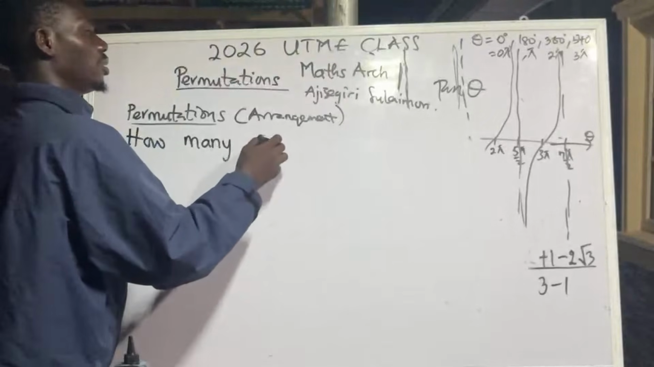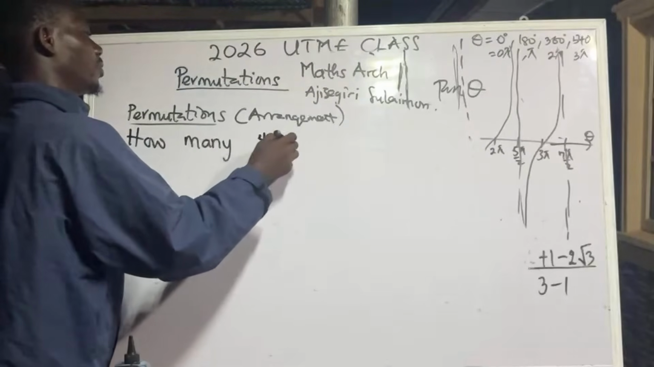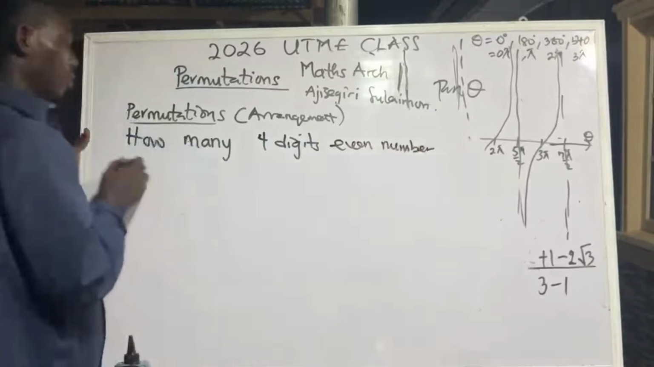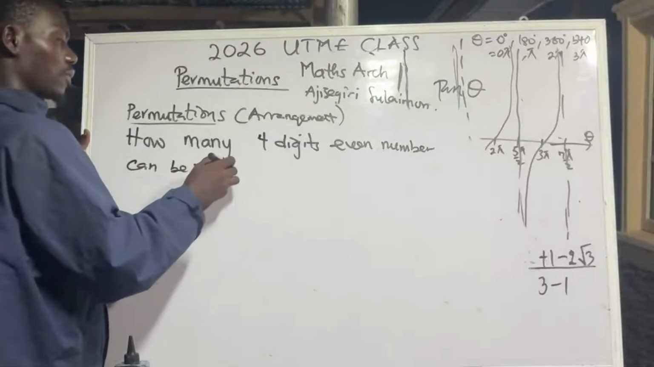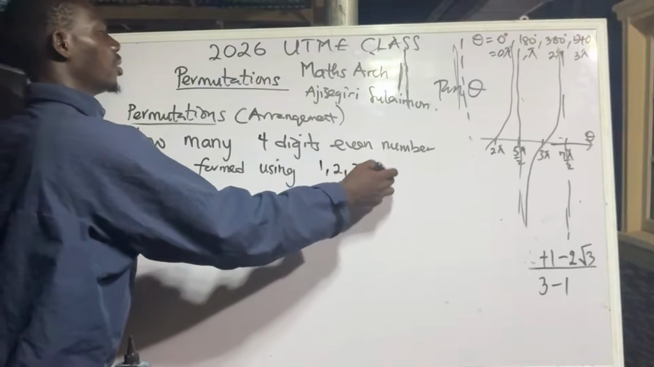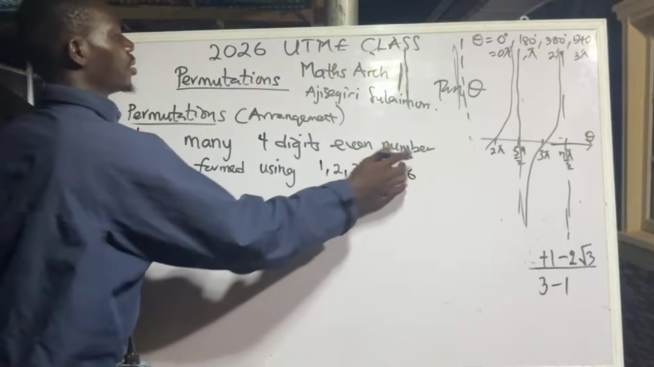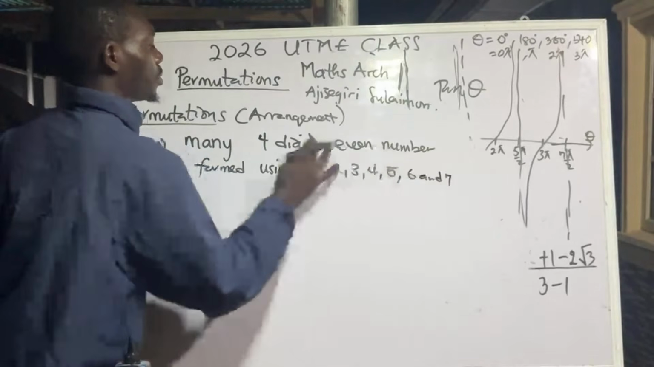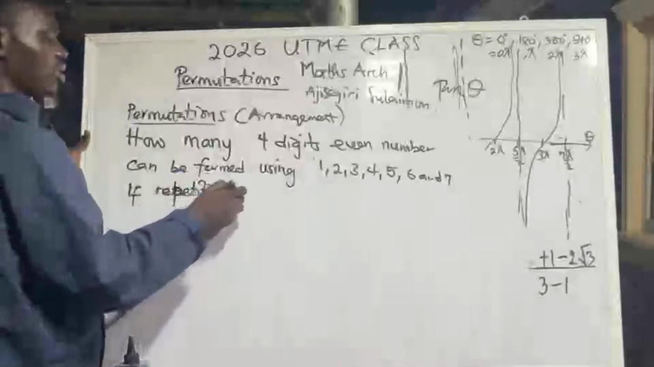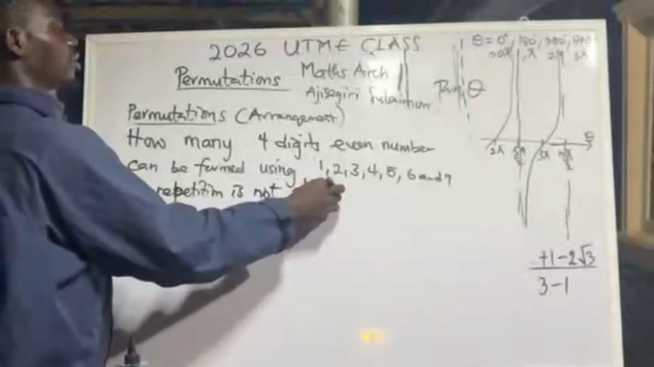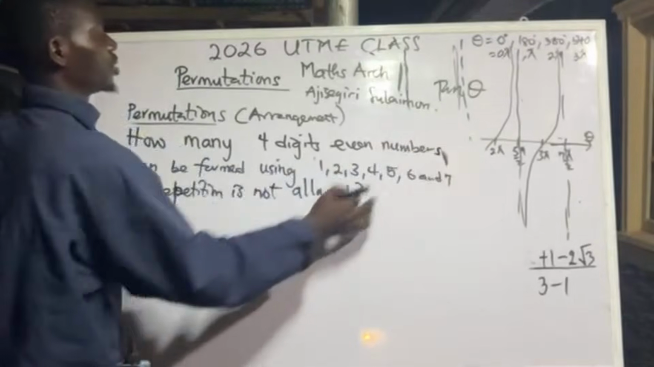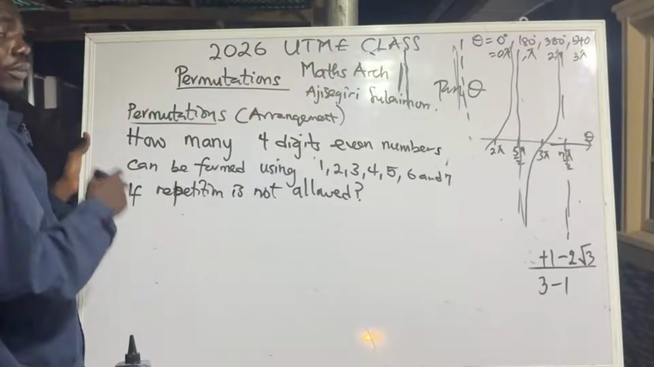Okay, how many? Okay, 3 digits. Let me make it 4 digits. How many 4-digit even numbers can be formed using 1, 2, 3, 4, 5, 6, and 7, if repetition is not allowed? Using those digits 1, 2, 3, 4, 5, 6, 7.